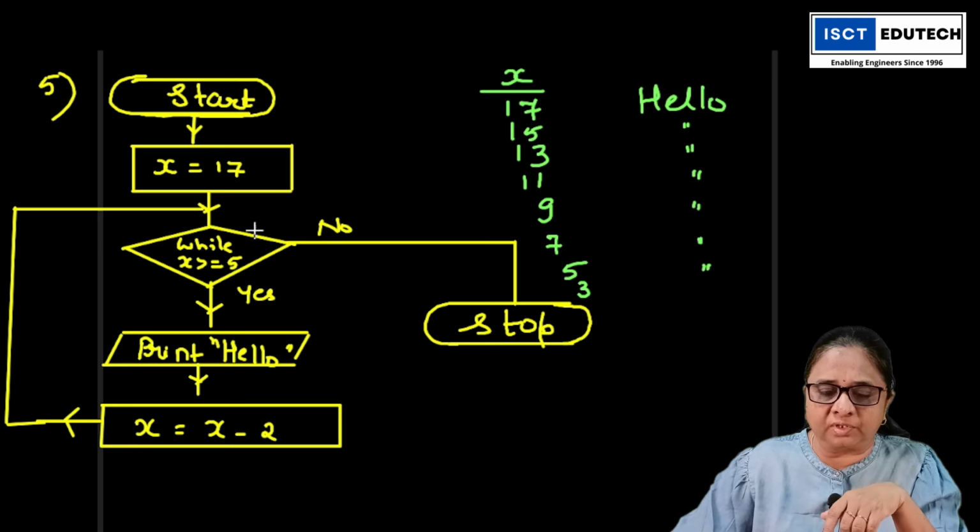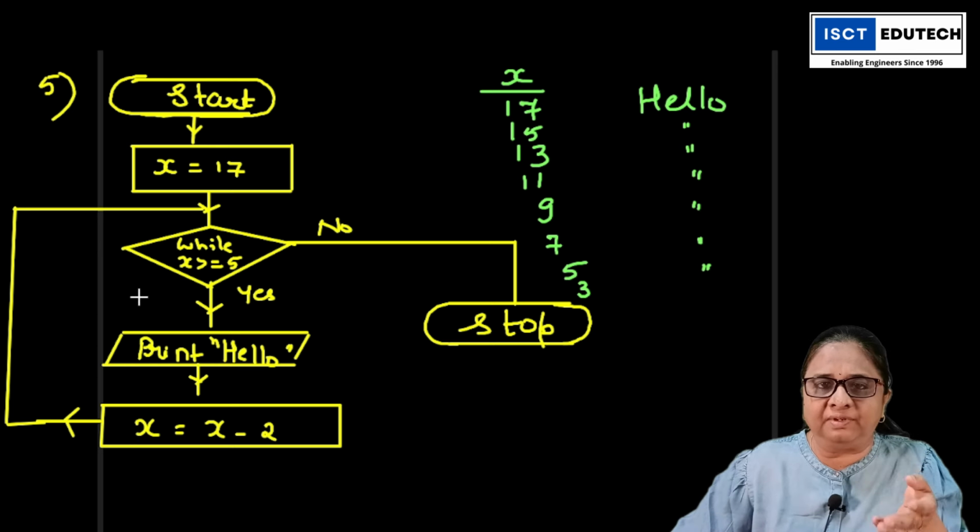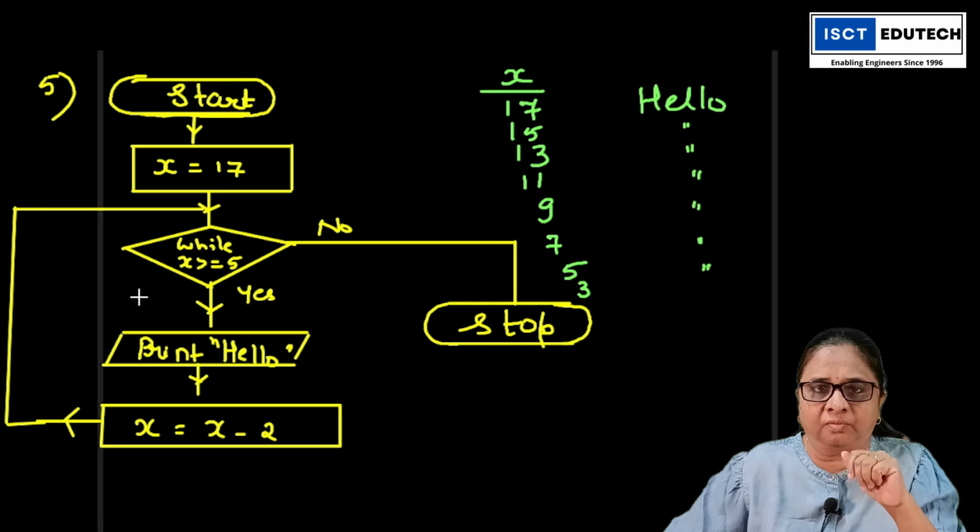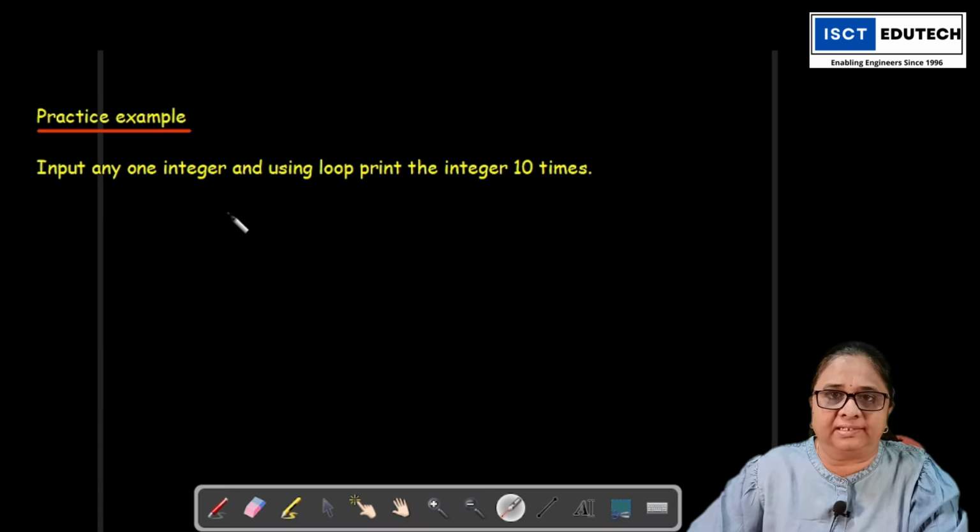So it's up to you how you're going to specify the values. But for convenience, we either start with 0 or 1. The next one is a practice example.